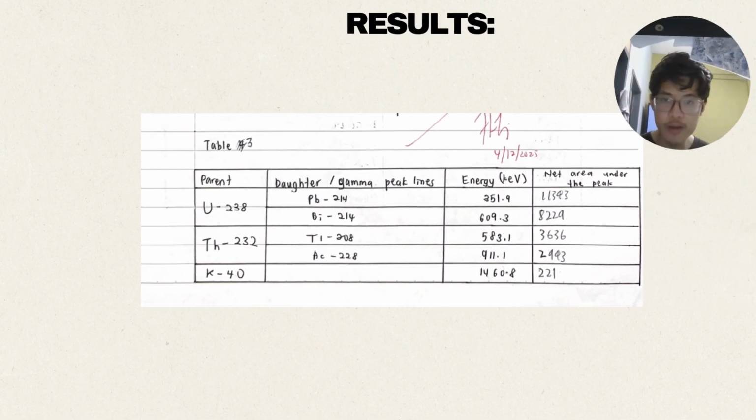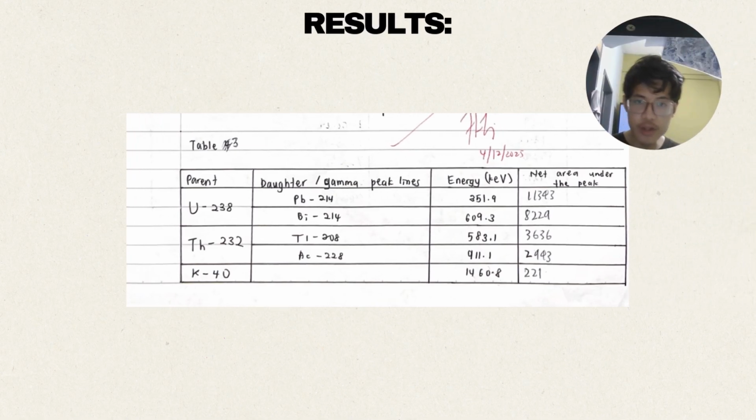This is the results for part 3. For uranium-238, we measured the net area under the gamma peaks of its daughter nuclei, lead-214 and bismuth-214, as 11,343 and 8,229 respectively. For thorium-232, we measured the net area under the gamma peaks of its daughter nuclei, thallium-208 and actinium-228, as 3,636 and 2,943 respectively. For potassium-40, we measured the net area under its gamma peak as 221.